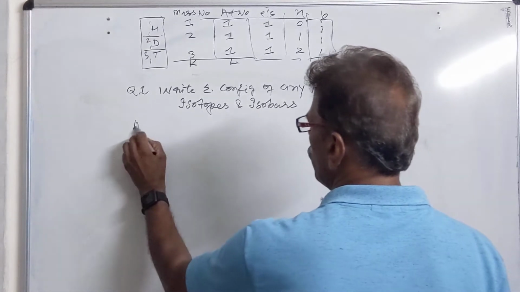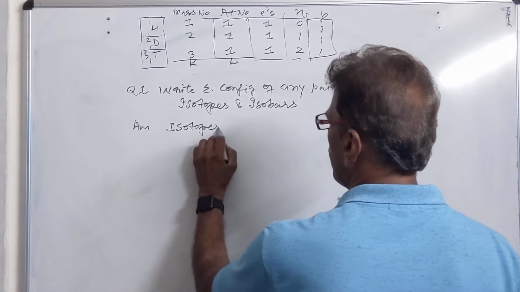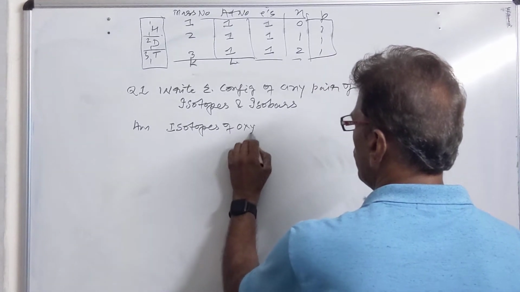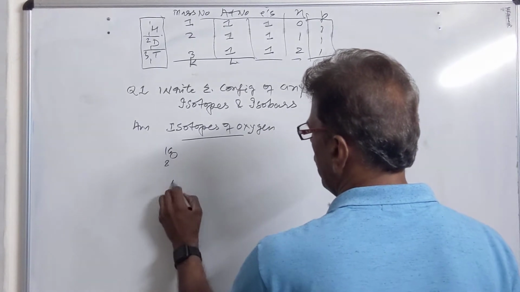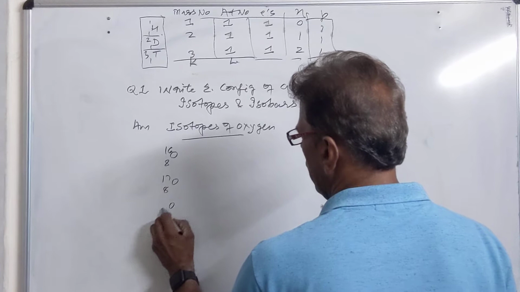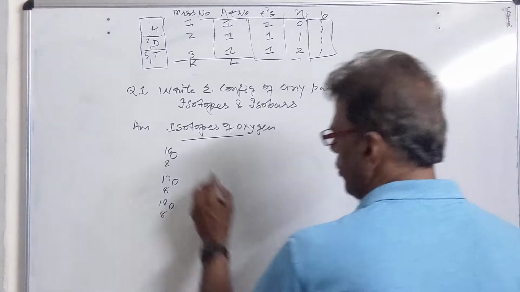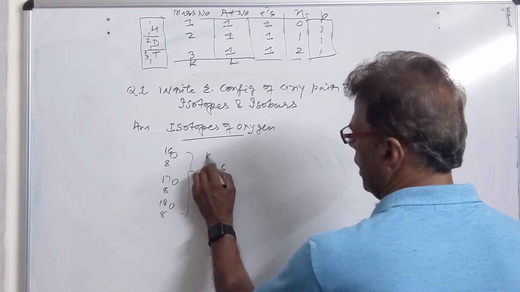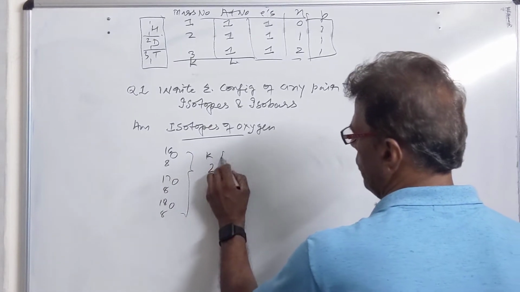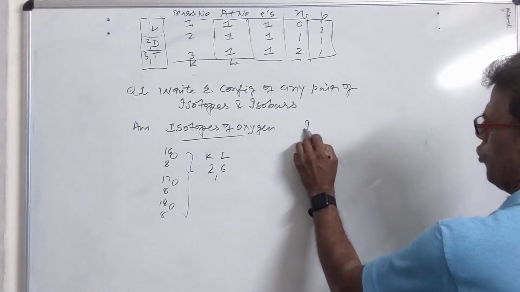We take isotopes of oxygen. We have 2 isotopes of oxygen, O 8 16, O 8 17. We have a third isotope, O 8 18. Now the electronic configuration of all the isotopes will be 2 and 6. K shell contains 2 electrons and L shell will contain 6 electrons. Then we have isotopes, isobars.